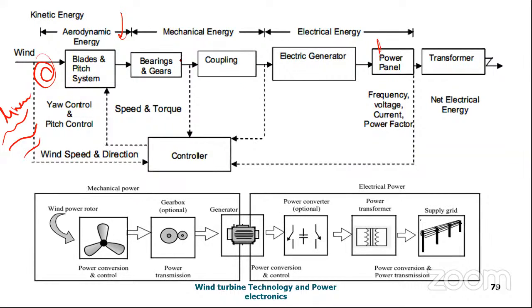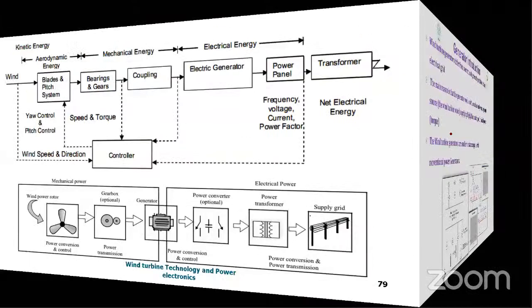And the mechanical energy. The rotary motion is converted into torque. That's called the mechanical energy. It is happening in the gearbox and shaft. Then the mechanical energy is converted into electrical energy by the generator. So that is the basic principle of energy conversion. You can see the wind power rotor and the gearbox. Here is the generator. Then the power converter will be there, and the power transformer, and from the transformer it goes to supply the grid.